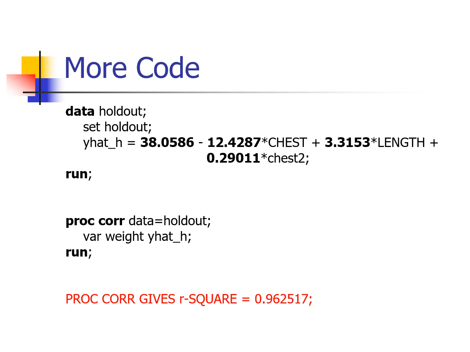Now I need to find the R squared for my holdout data set. So, right, you can go back and look for yourself where I create that y hat underscore h, the predicted values underscore holdout set. Those numbers, the 38, the 12, the 3, the 0.29011, those numbers came from the previous slide. They're the model that was determined by my training data set. So I'm creating predictions for the observations of my holdout data set based on the model from my training data set.